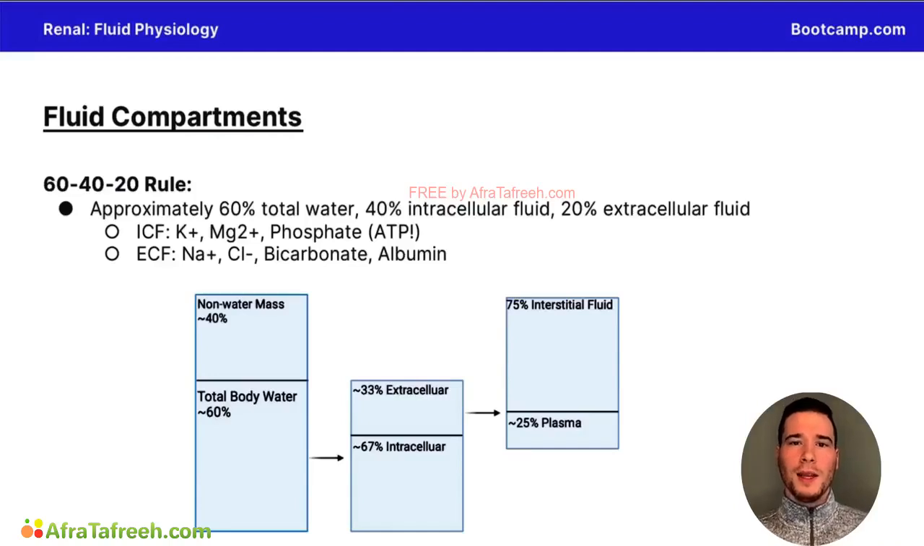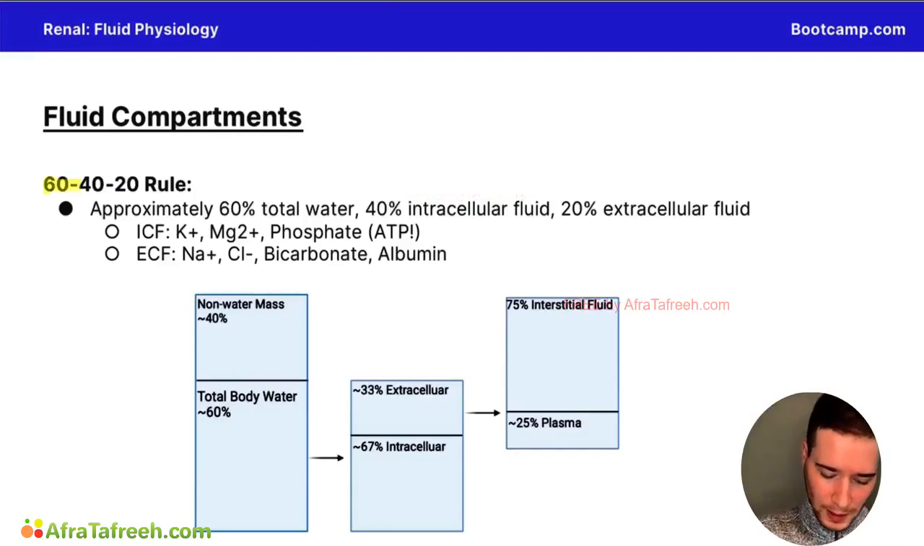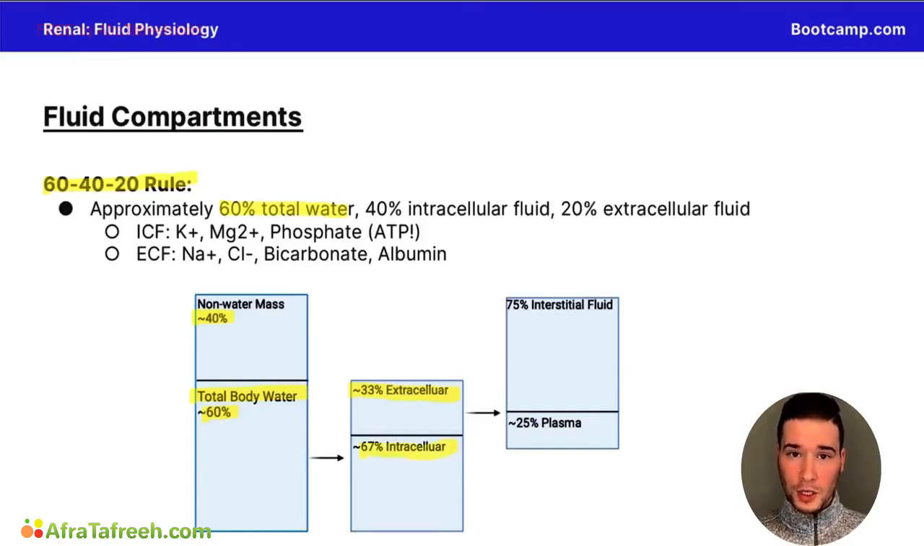The first thing I want you guys to pay attention to is something called the 60-40-20 rule. Basically what that means is that approximately 60% of our total body mass is water, so 40% is non-water mass. Of that 60%, about 1/3 of it is extracellular, and the other 2/3 is intracellular. Of the extracellular fluid, about 3/4 or 75% is interstitial fluid, and about 1/4 or 25% is what we consider to be our plasma.